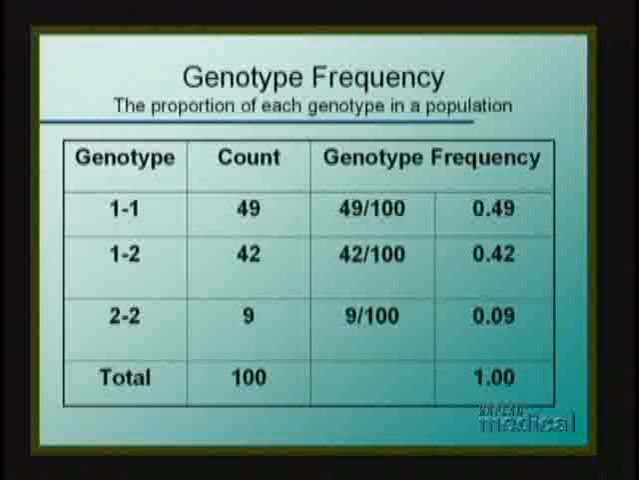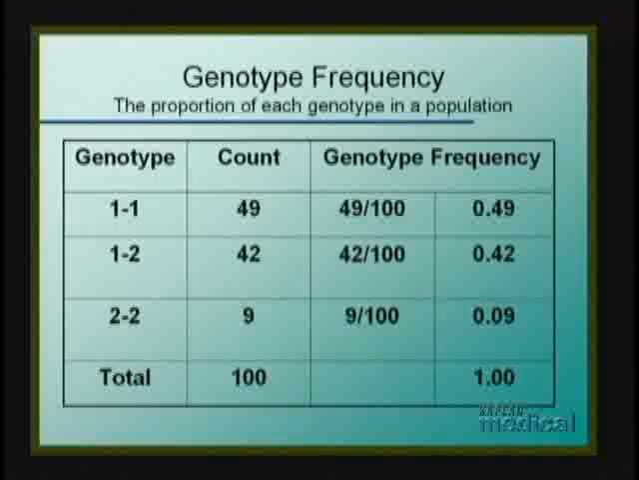To determine the genotype frequency for each of those 3 genotypes, what we do is divide the number of people with each genotype by the total population, which in this case is 100. The right-hand column in this table shows the 3 genotype frequencies that are calculated from this basic data. For example, there were 49 people out of 100 with the genotype 1-1, so the genotype frequency for the homozygous 1-1 people is 0.49, or 49%. 49% of this population is homozygous 1-1.